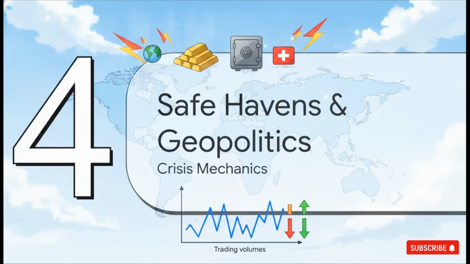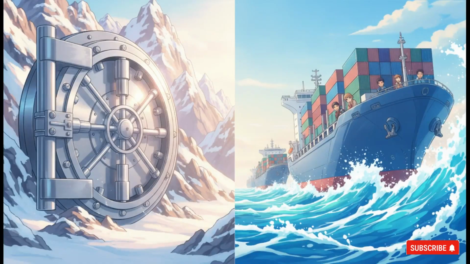On to Section 4, safe havens and geopolitics, crisis mechanics. When the world gets volatile, the market reacts mechanically. The Swiss franc, for instance, historically acts as a safe haven. When global markets get unstable, investors shift their capital into the Swiss financial system for safety, causing the franc to strengthen. Conversely, the Chinese yuan fluctuates heavily based on trade tensions.